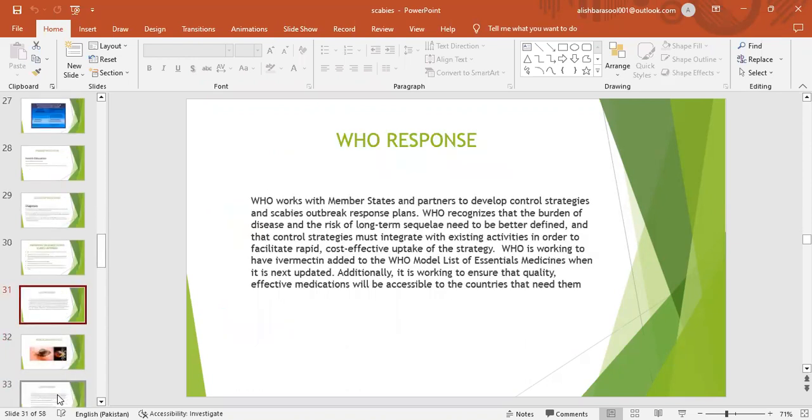WHO response. WHO works with member states and partners to develop control strategies and scabies outbreak response plans. WHO recognizes that the burden of the disease and the risk of long-term sequelae need to be better defined and that control strategies must integrate with existing activities in order to facilitate rapid, cost-effective uptake of the strategy. WHO is working to have ivermectin added to the WHO model list of essential medicines when it is next updated. Additionally, it is working to ensure that quality, effective medications will be accessible to the countries that need them.